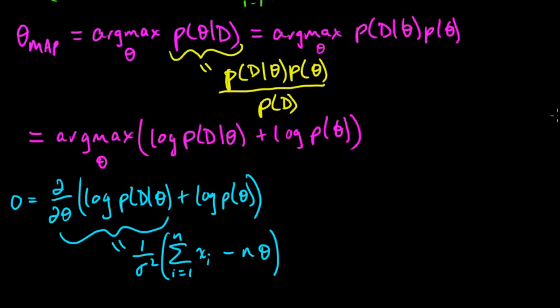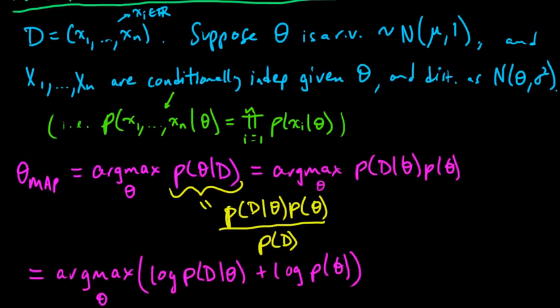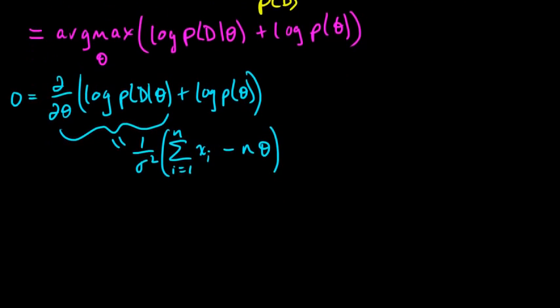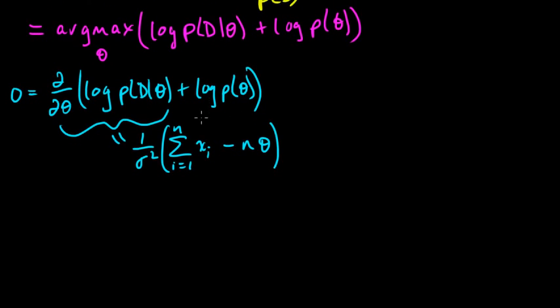These xi's are from our data. Remember, we had our data here. That's our data. And now we just need to compute the derivative of the log of p of theta.